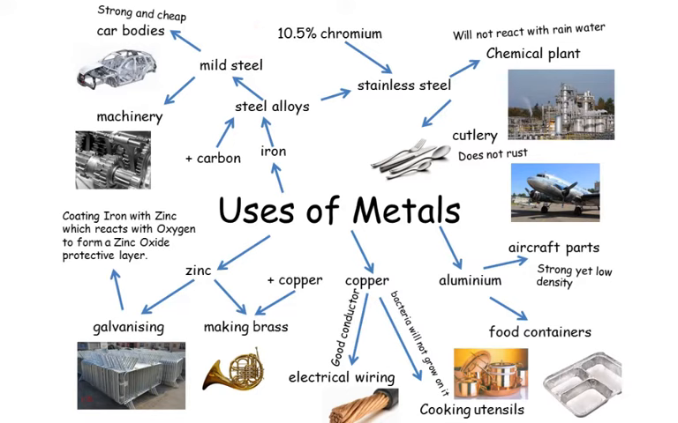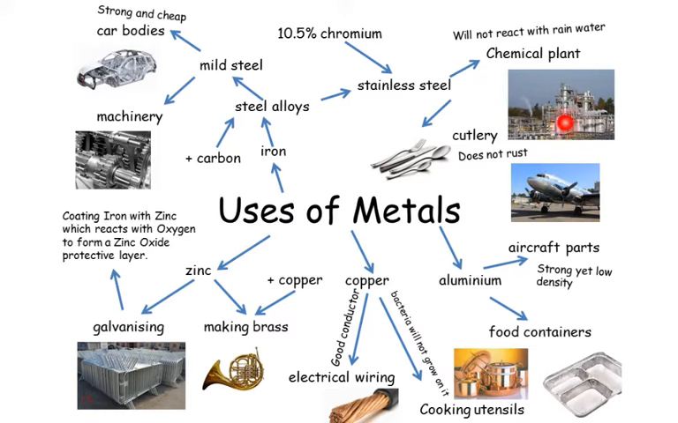Mild steel is used in car bodies and machinery because it's strong and cheap. Stainless steel: if you take steel and you add chromium, about 10%, you end up making stainless steel. And stainless steel is used in cutlery because it doesn't rust. And it's also used in chemical plants.